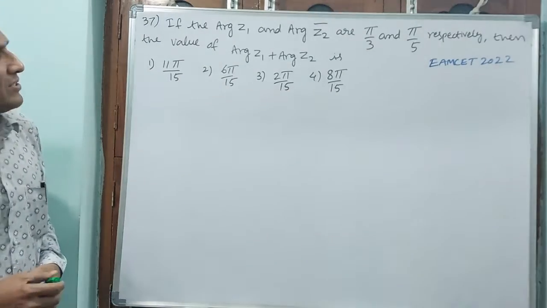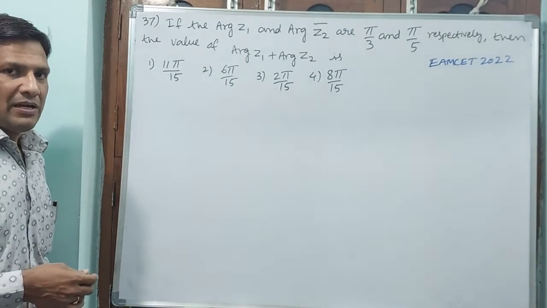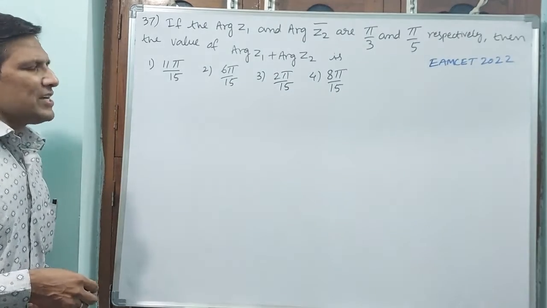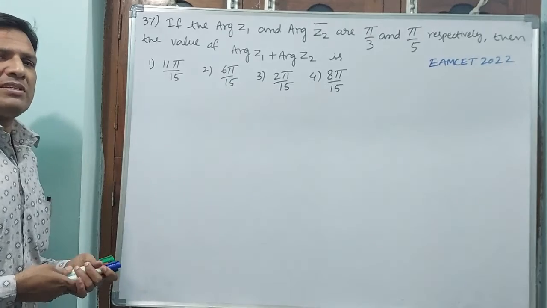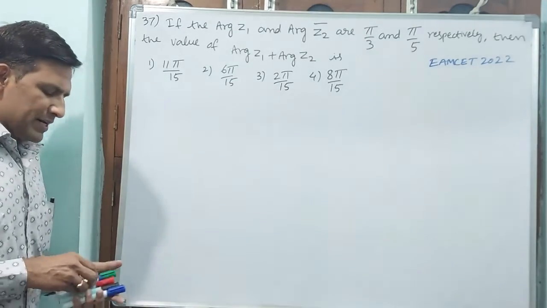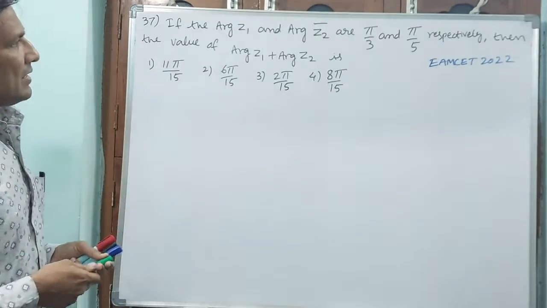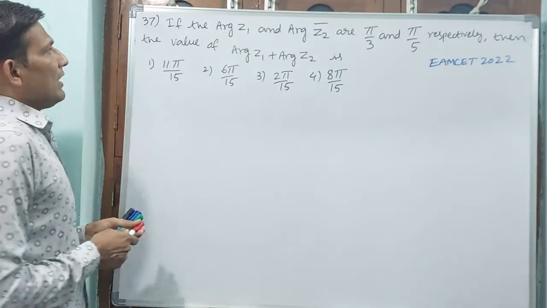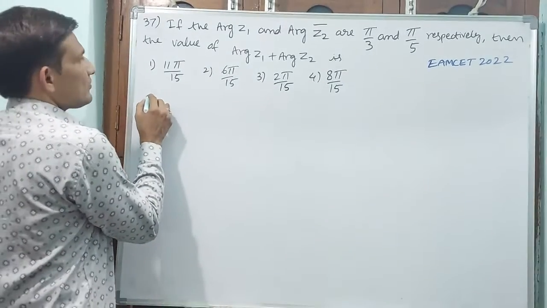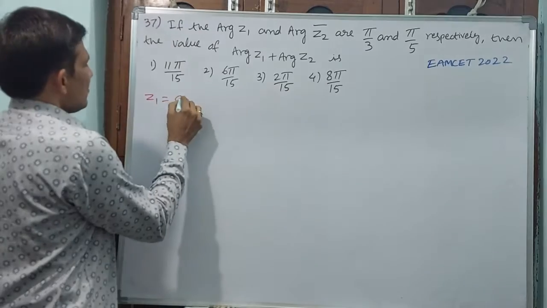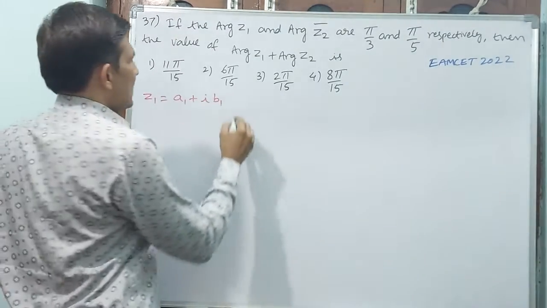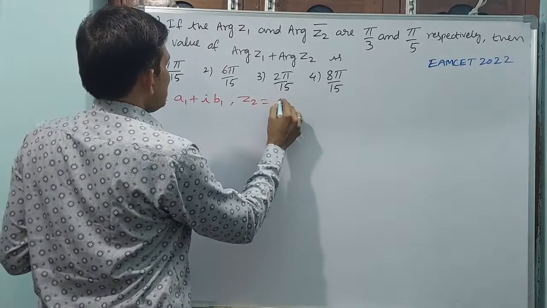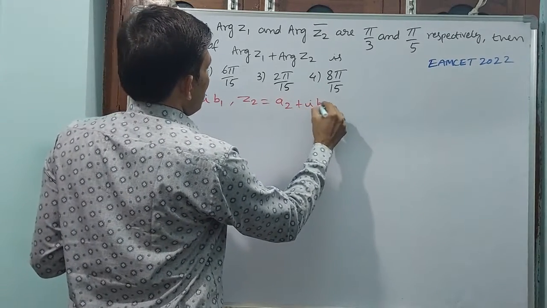First, because the argument means tan inverse b by a, what we do is we take the a plus ib form only. That means z1 means a1 plus ib1, z2 means a2 plus ib2, like that we will take. Okay, let us see how to proceed. Let z1 is equal to a1 plus ib1, and z2 is equal to a2 plus ib2.